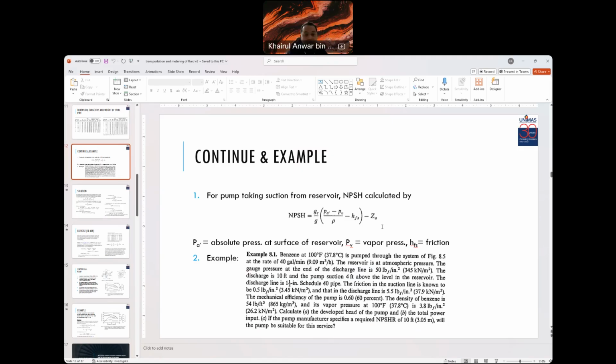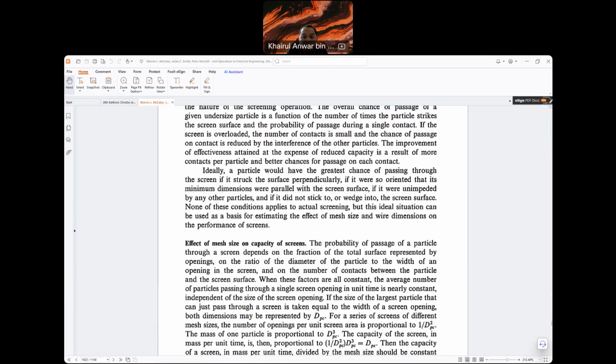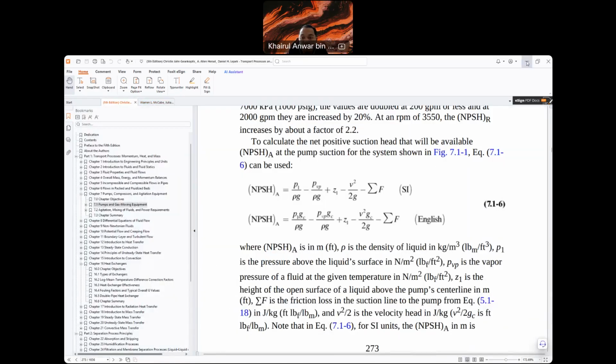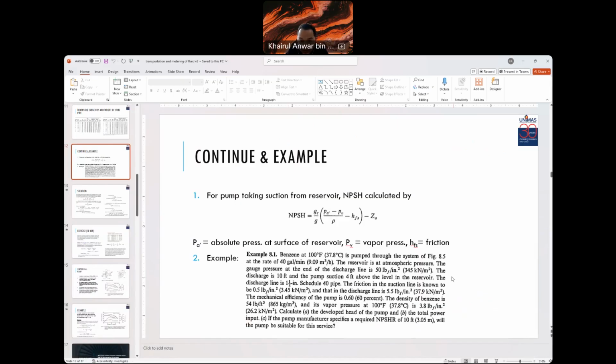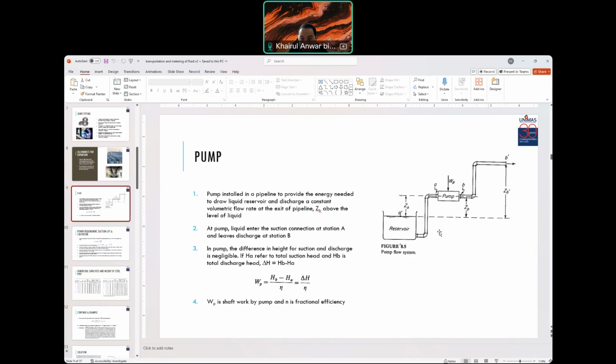This is based on the McCabe book, chapter 8. Which edition? The fifth edition. Is this the figure 8.5? Yes, this is the figure 8.5.